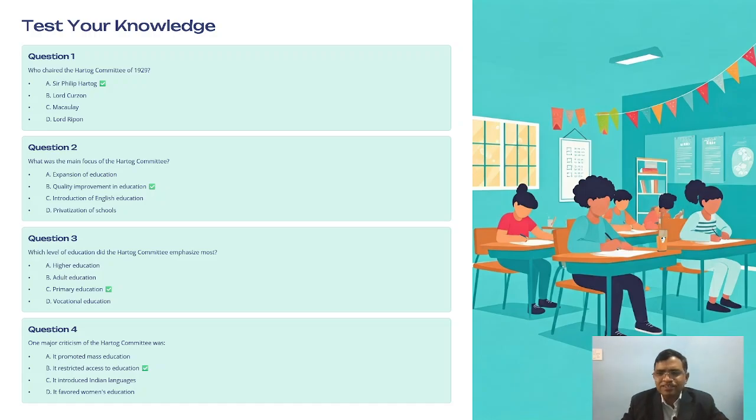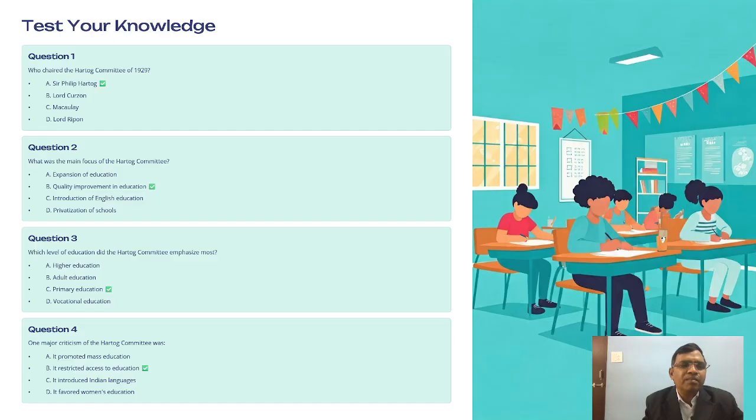So let us discuss some of the points. Let us test our knowledge. Who chaired the Hartog Committee in 1929? Sir Philip Hartog. If somebody asks in your DSC or TET or CTET examination who chaired the Hartog Committee of 1929, it is Sir Philip Hartog, not Lord Curzon, not Macaulay, not Ripon.